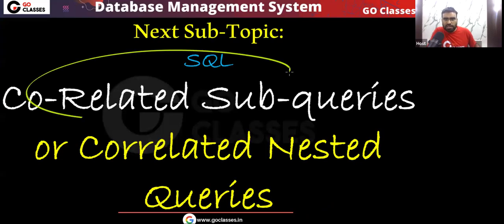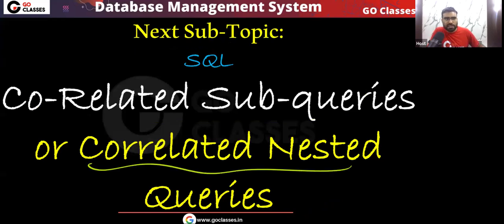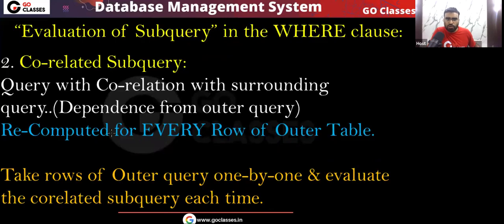Now let's see the correlated subquery and how to execute a correlated subquery. Correlated nested query. I already told you what to do. In a correlated subquery, the inner query, the subquery, uses an attribute of the outer query. I told you.